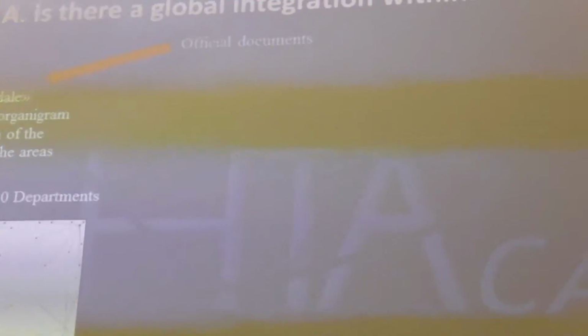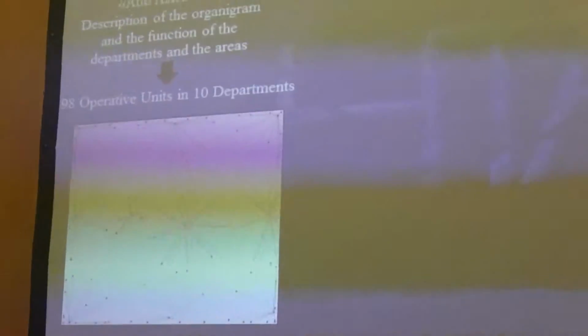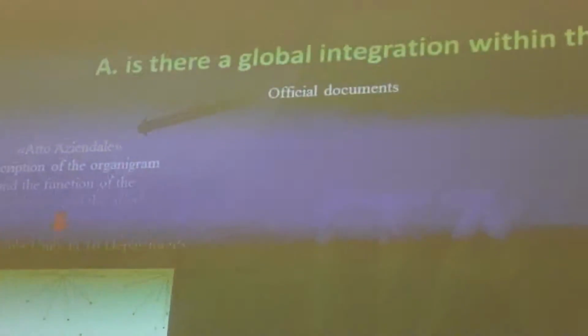We have 10 departments with 98 operative units, and they go from veterinary to cardiology, anesthesiology, or mental health care, or district mental health care. As you can see, maybe not very well, we have separate areas. They are not connected on the organigram. Yes, they're connected by the CEO, but that's not very well connected anyway. We want to see the functional part.